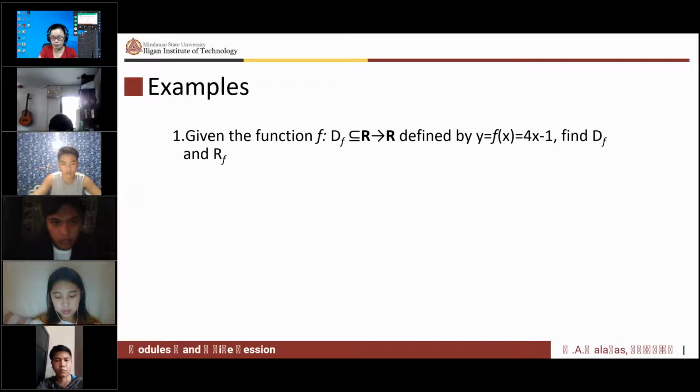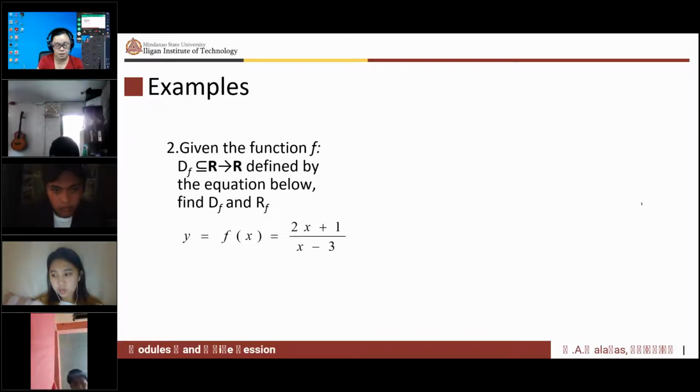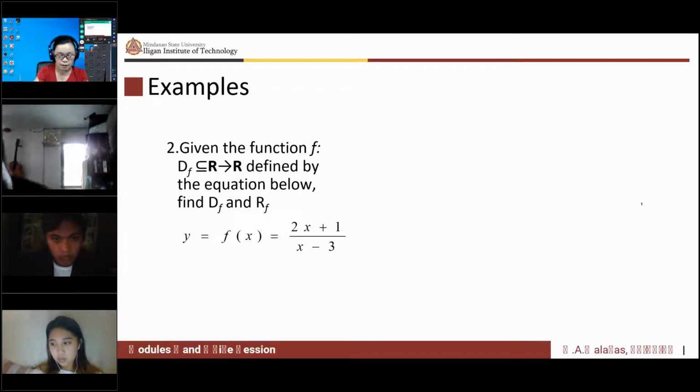And then proceed to the next example. Suppose you're given a function from the domain of the function f, which is a subset of the set of real numbers, defined by the equation below. So here we have y equals (2x plus 1) over (x minus 3).